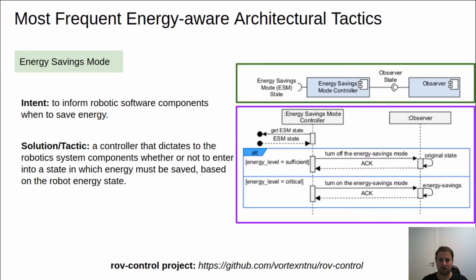As you can see in the 2 diagrams on the right, the tactic is usually implemented with 2 main components, which we call the energy savings mode controller and the observer. The energy savings mode controller works as a kind of blackboard, keeping track of the current energy savings mode and making it available to the other components in the system. The observer is any other component that gets the current mode from the energy savings mode controller and then switches its energy savings mode. This can be verified in the GitHub project linked at the bottom of this slide.